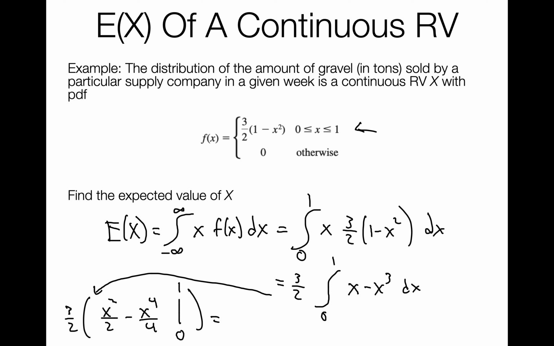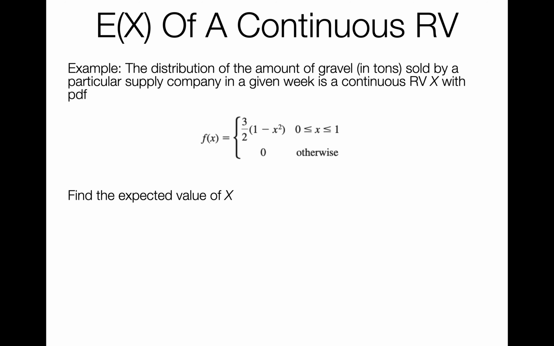So if we substitute a 1 in there, out in front it's still the 3/2, so we get 1/2 minus a 4th. That's the first part. And then when we substitute 0 in, it doesn't matter what 0 is. 0 squared is 0 divided by 2 is 0, and then 0 to the 4th power is 0 divided by 4 is 0. So the second half is really not so important because it's all 0.